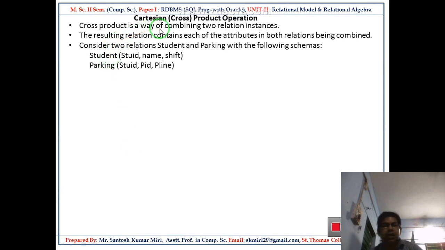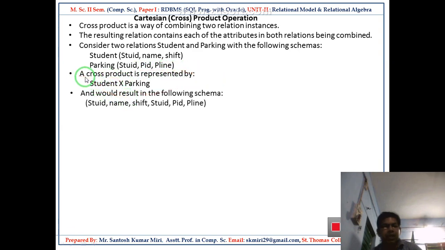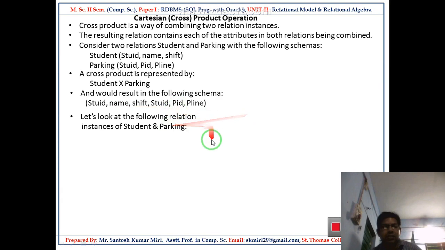Cross product is a way of combining two relational instances. The result relation contains each of the attributes in both relations. Consider two relations, student and parking. Student has student ID, name, and shift attributes. Parking has student ID, PID, and P line attributes. A cross product operation is written as student cross parking and would result in the following schema. This is the result.